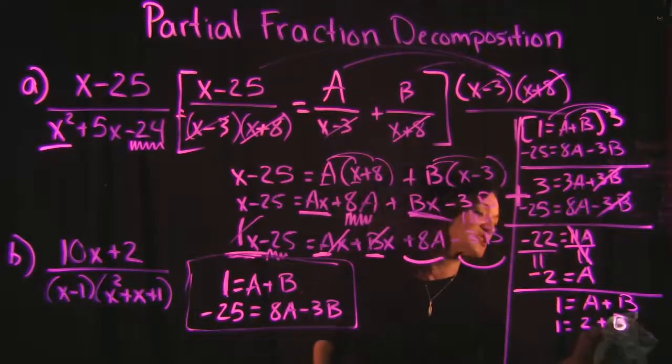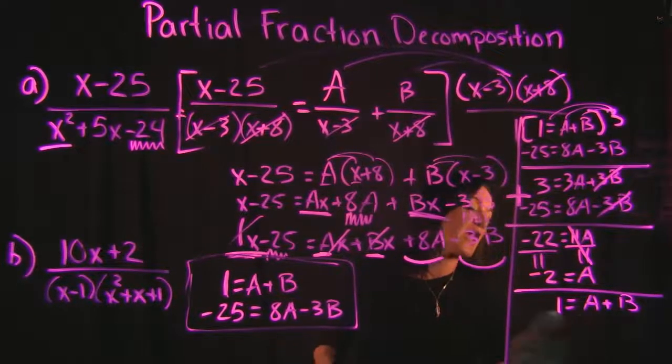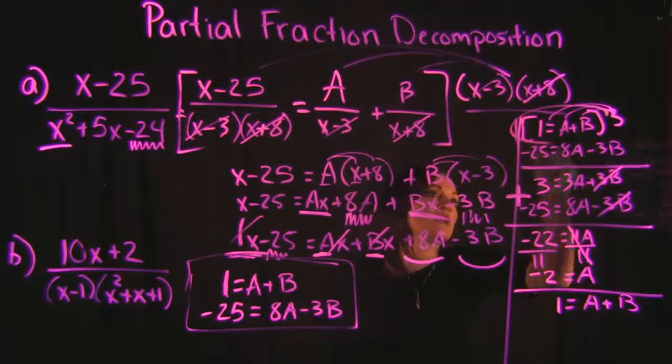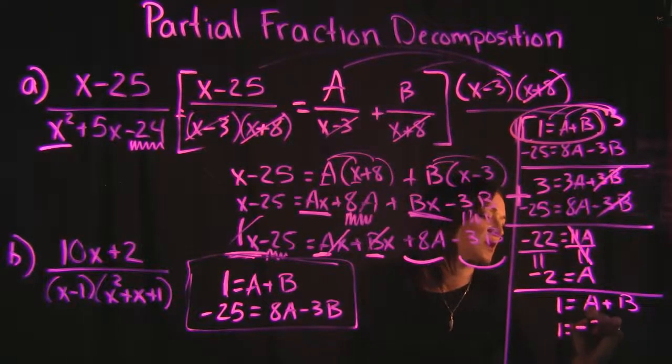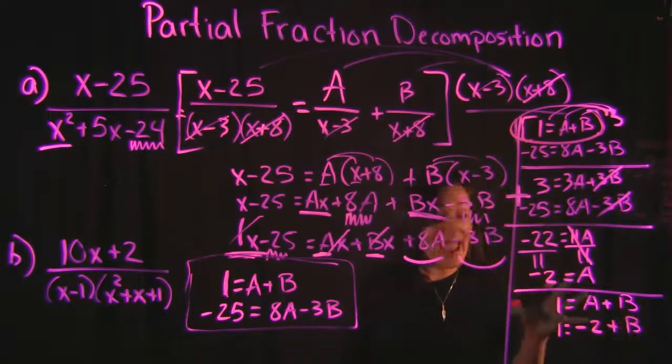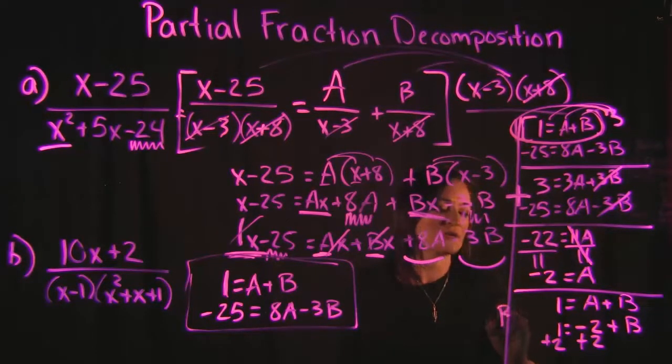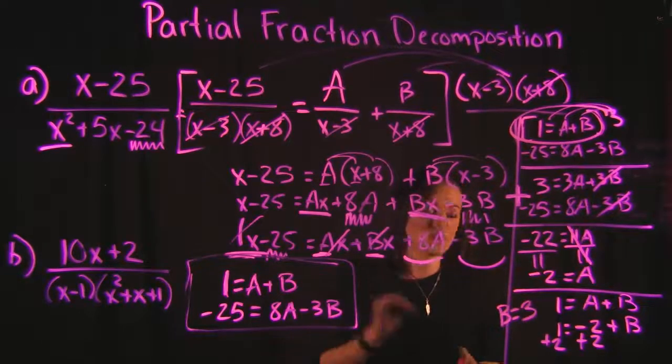So when we backtrack and substitute, again I'm going to use the 1 is equal to a plus b right over here. And we're going to plug in negative 2 for a so that we can solve for b. In order to solve for b, all we have to do is add 2 on both sides, giving us that b is equal to 3.